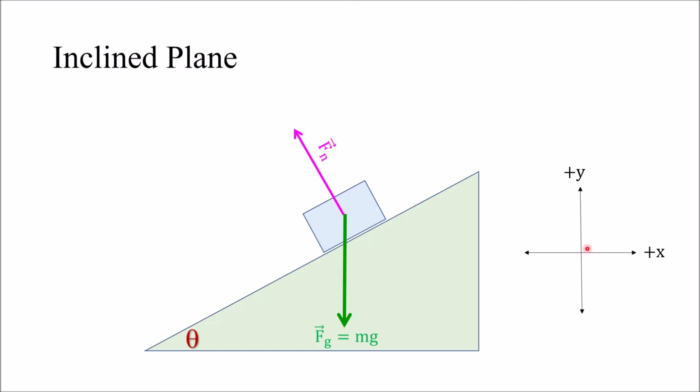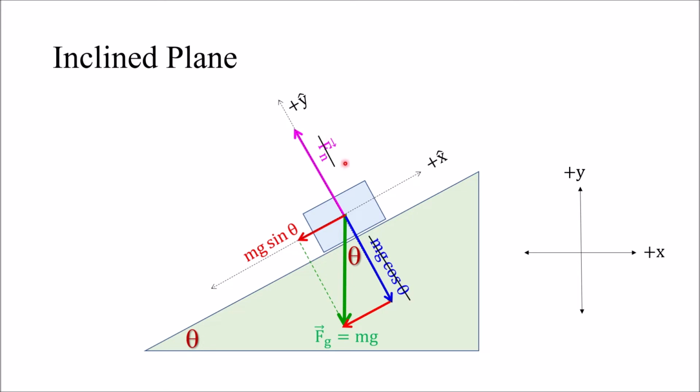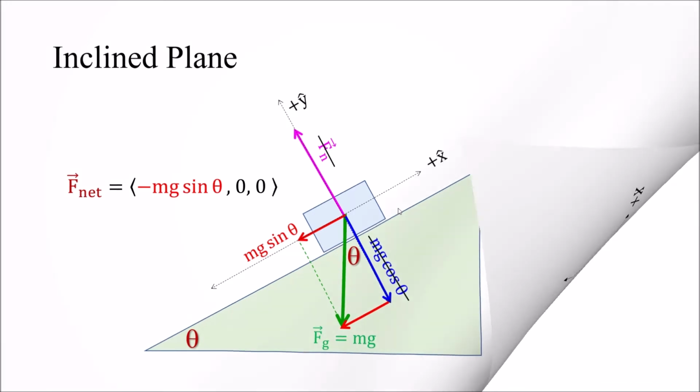And so we have an XY coordinate system that a lot of times we tilt, and we define this angle to be the same as the angle of the ramp, and then we can break gravity up into mg sine theta down the ramp and mg cosine theta into the ramp. And we can cross out the Fn a lot of times with the mg cosine theta. Those will be equal and opposite. And then the net force in this simple situation would just be negative mg sine theta. And so we'll see that here pretty soon with our problem.